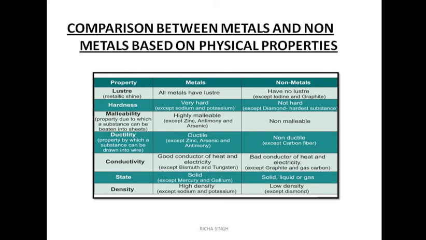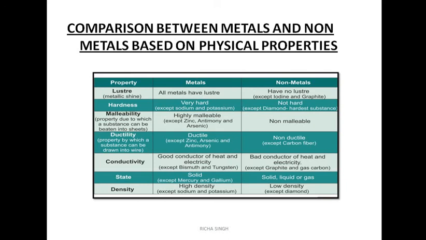Malleability: metals are highly malleable. Non-metals are non-malleable. Ductile, non-ductile. Conductivity: metals are good conductors of heat and electricity, but exceptions are there. Non-metals are bad conductors, but graphite is a good conductor. State: metals exist in solid state except mercury and gallium, which are liquid. Non-metals exist in solid, liquid and gaseous state. Density: metals have high density except sodium and potassium, and non-metals have low density.